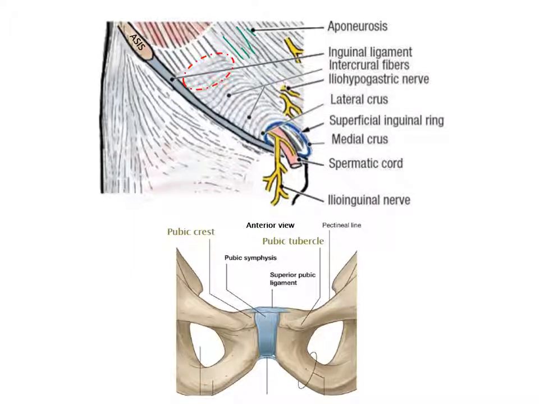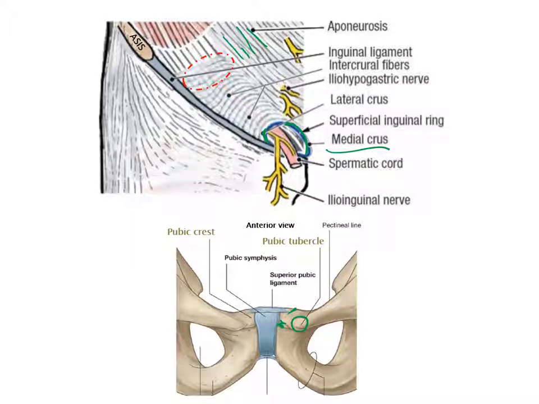All this white here demonstrates the external oblique aponeurosis. The lateral crus, which is the leg of the ring, attaches to the pubic tubercle, again shown here, which is a small bump on the anterior pubic bone. The medial crus attaches to the pubic crest, which lies just medial to the pubic tubercle. Here's the medial crus of the superficial inguinal ring.